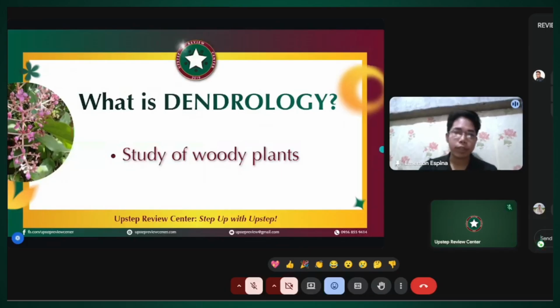Okay, so what is dendrology really? If you're going to remember anything, it's basically the study of woody plants. So dendrology is again the scientific study of trees, shrubs, and woody plants in general. Dendrology focuses on identification, classification, nomenclature, and distribution as well.